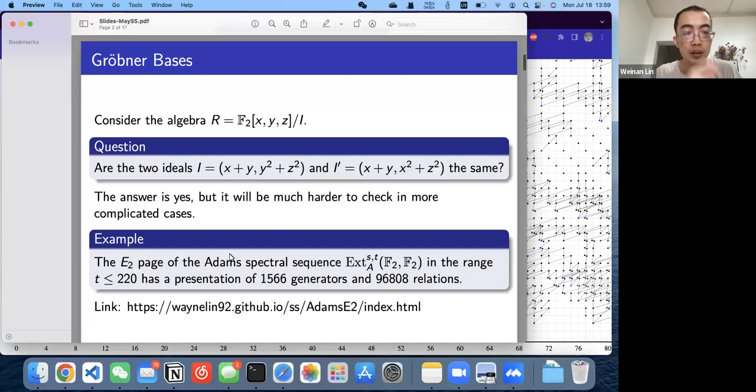Okay, so let's talk about the motivation of the Gröbner basis. I mean, why we need to use the Gröbner basis. So consider a simple algebra generated by three variables x, y, z. And if we want to make a presentation, we need an ideal of our relations. And many people may choose different presentations of the ideals.